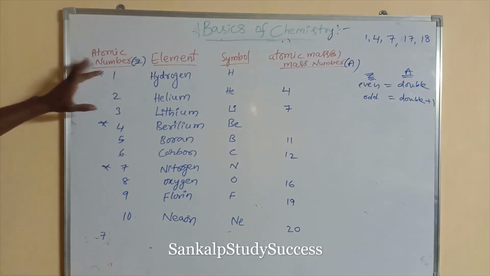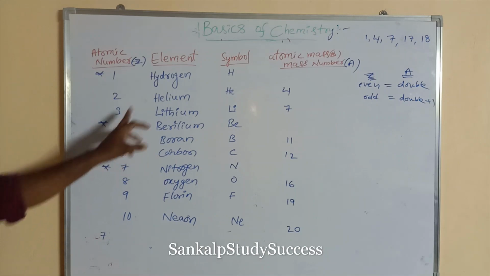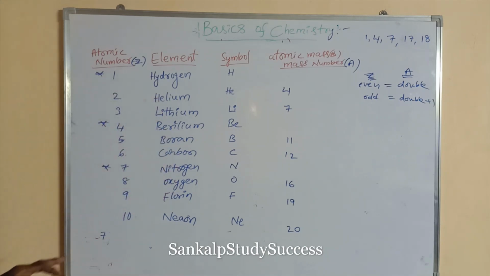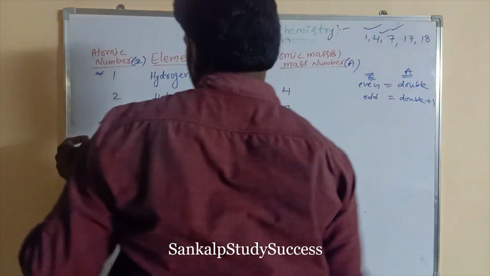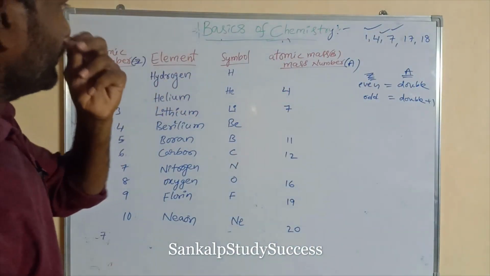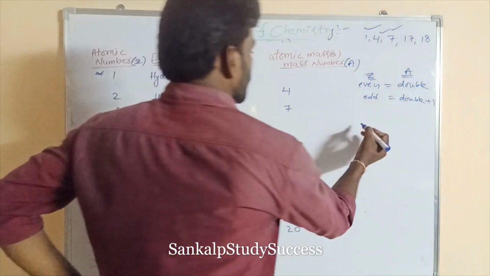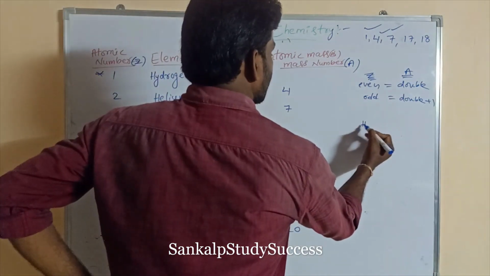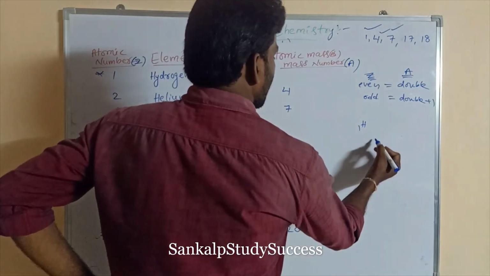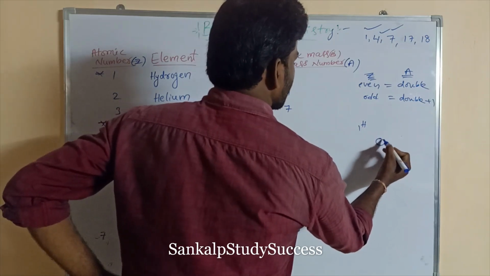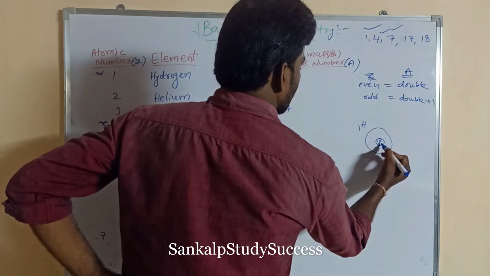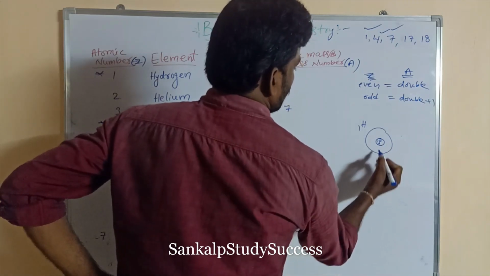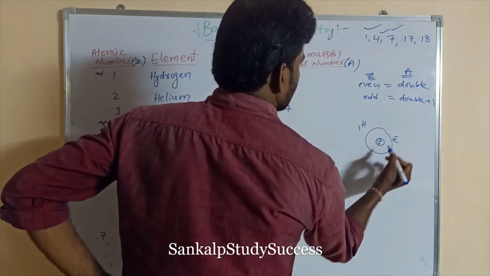Now we can write the remaining elements. What are those? Hydrogen, the exception elements: hydrogen, beryllium, nitrogen. So 1, 4, 7, right. For hydrogen, its atomic number is 1. In the nucleus of hydrogen only a proton is present. Neutrons are absent. Only one proton, only one electron.